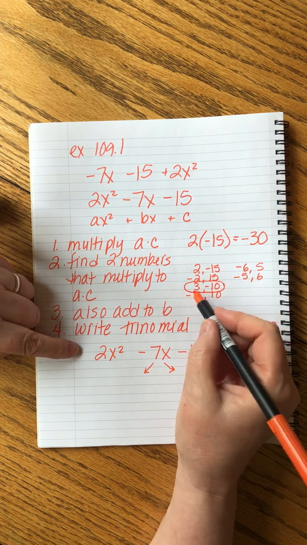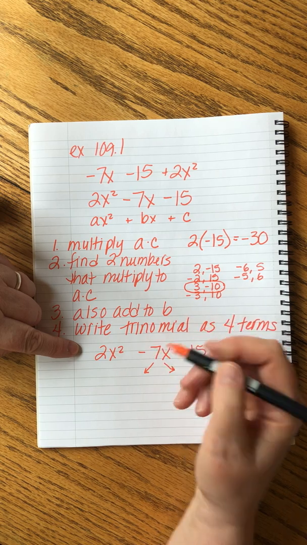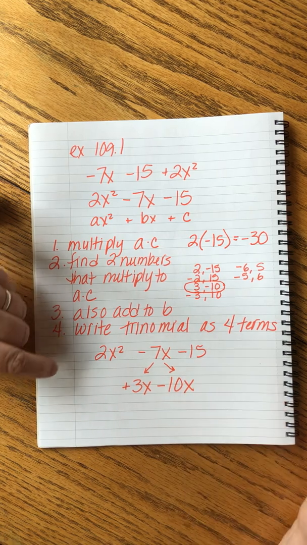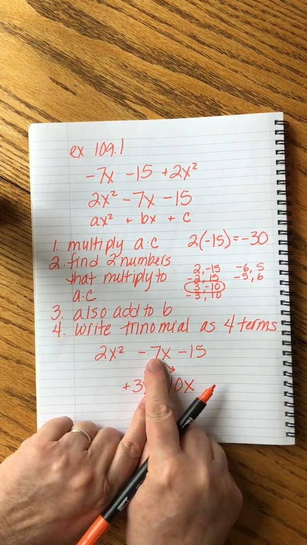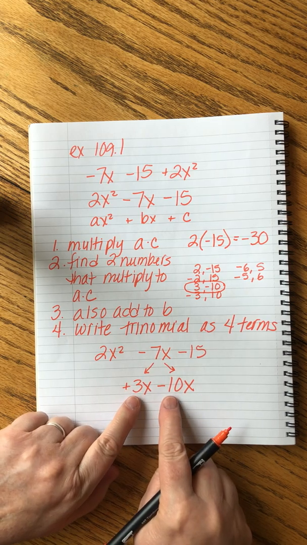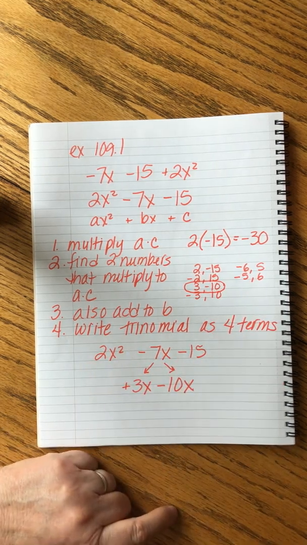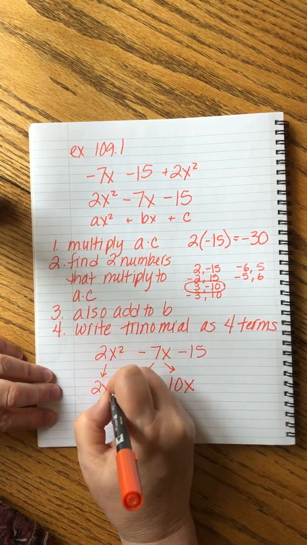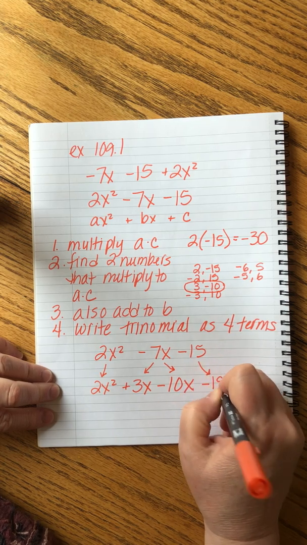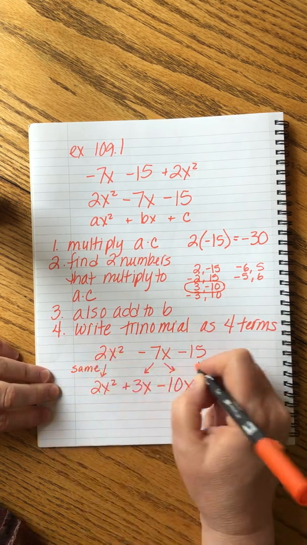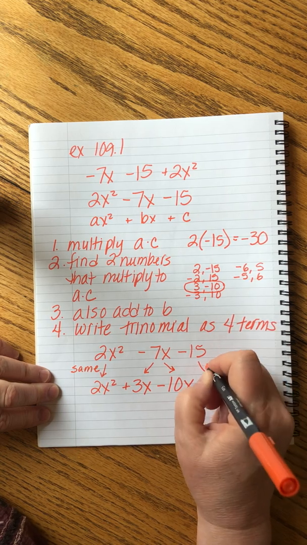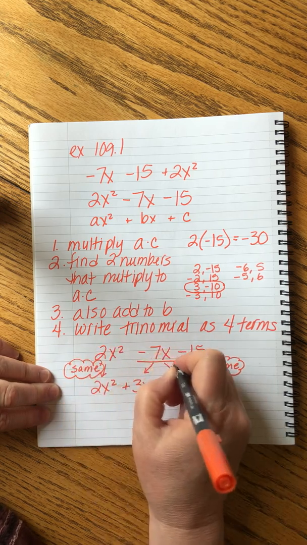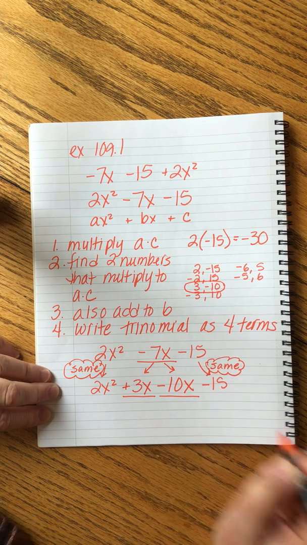So I know that positive 3 and negative 10 equals negative 7, so I can rewrite this as plus 3x minus 10x. Okay? If we squish these two together, we get the same number back, don't we? So we haven't changed our expression here. We're just rewriting it with four terms. Notice the first term stays exactly the same. Same. These guys don't change. We've just expanded this middle term from 1 to 2.